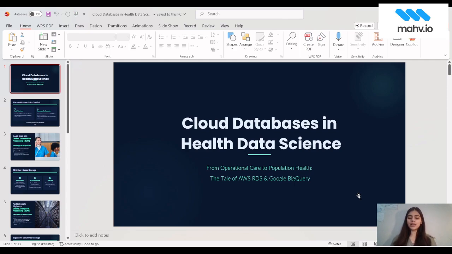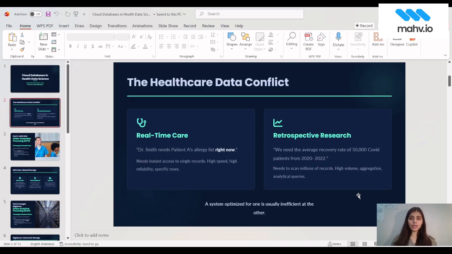Healthcare data basically has two very different needs, and that's where the cloud database hops in. We have two different conflicts that we're facing here: real-time care and retrospective research. Real-time care, for example, is a doctor checking allergies, a nurse updating the vitals, a pharmacist giving the prescriptions. What are the needs here? Very fast, one patient at a time, and no errors allowed, because obviously you're going to make it worse for the patient.